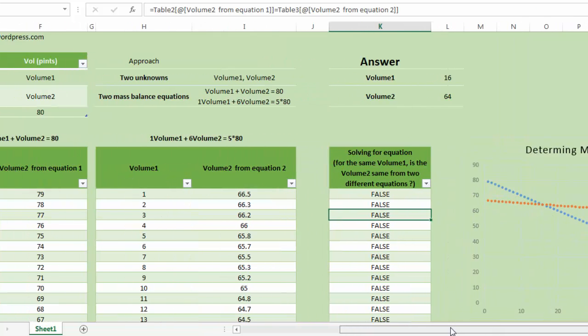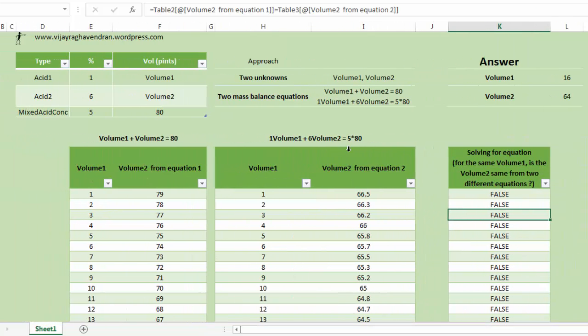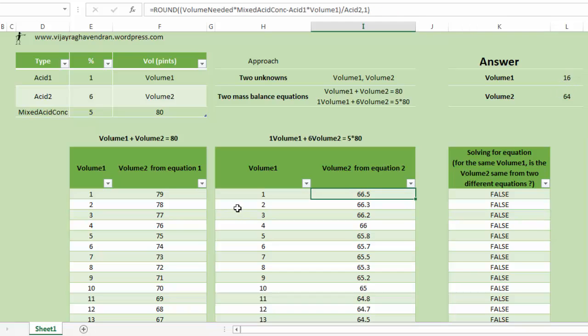Okay, so I hope you get the gist of it. Using mass balance and a bit of Excel, it's pretty straightforward to solve simultaneous equations to find out the volume of mixing solutions. So good luck, and I hope you try it.